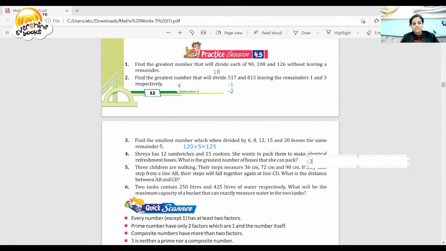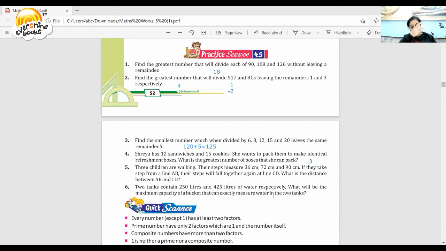Now, three children are walking, and their steps measure 36, 72, and 90 centimeters. If they take a step from a line AB, their steps will fall together again at a line CD. What is the distance between AB and CD? You have to take out the distance between AB and CD.